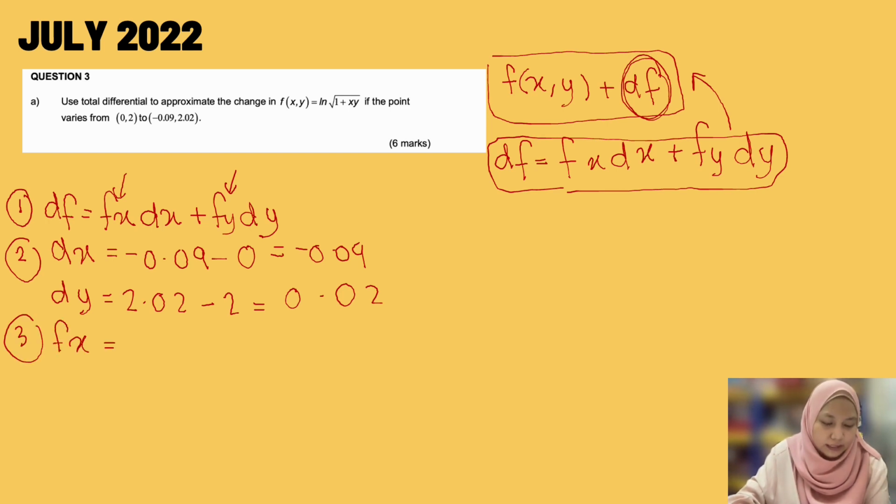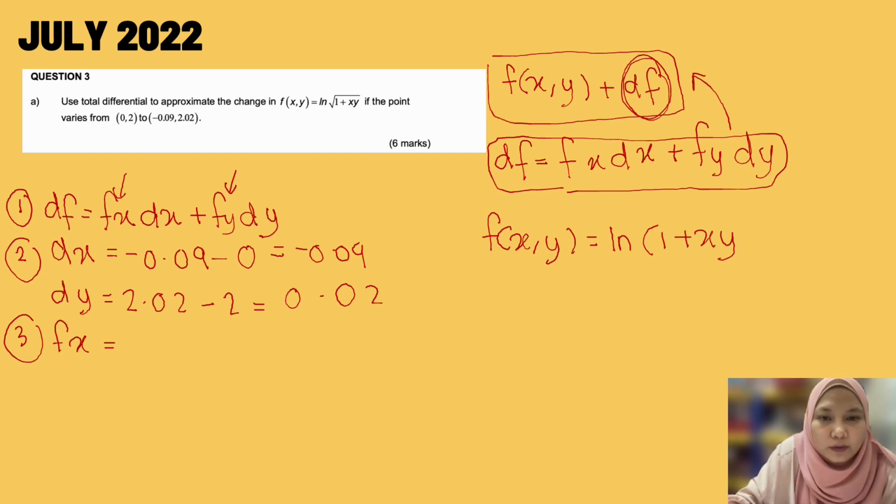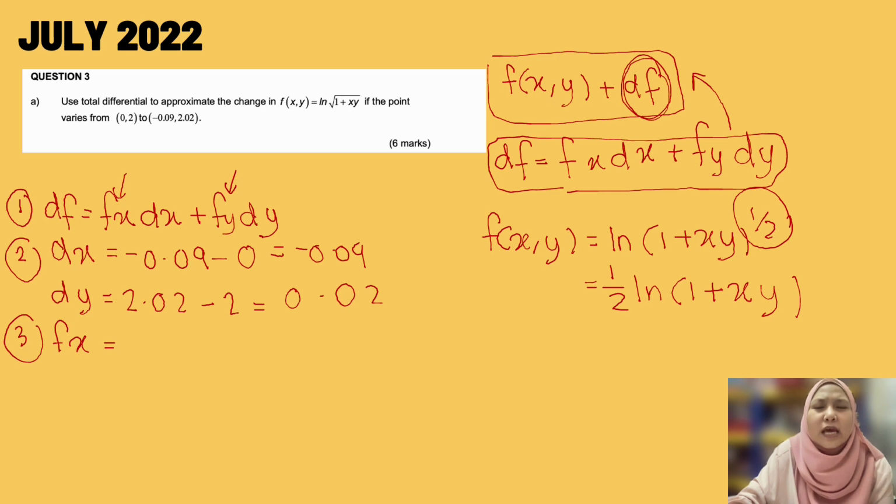So we need to differentiate the function given: natural log of the square root of 1 plus xy. I write down f(x,y) equals, I bring the power down. This is also equal to natural log of (1 plus xy) to the power of 1 over 2, and you can bring this power to the front. So we have 1 over 2 natural log of (1 plus xy). This will be differentiated with respect to x and also with respect to y.